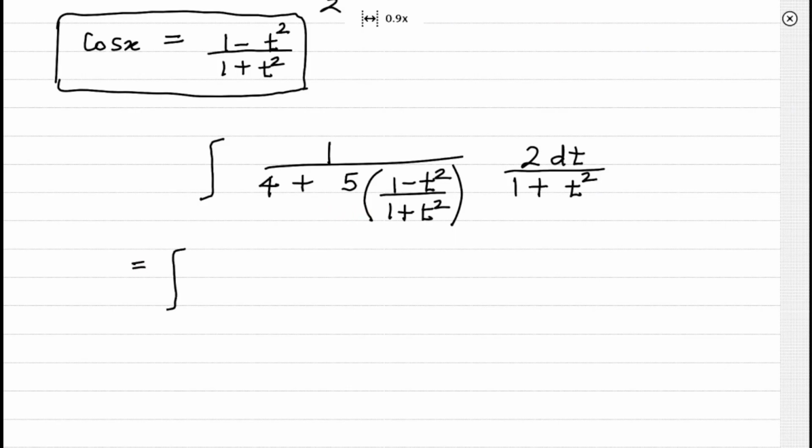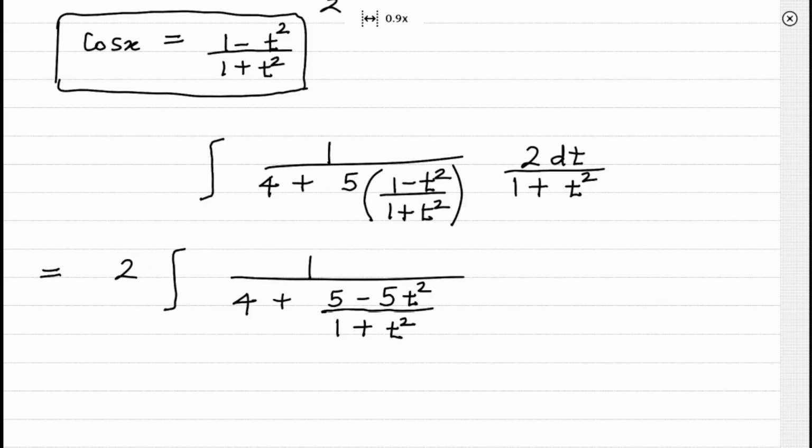So we have integral of 1 divided by 4 plus, and multiply that 5 inside of that bracket. So multiply that 5 with that polynomial. So you have 5 minus 5t square divided by 1 plus t square, and that 2 actually can be taken out of the integral because it is a constant value. So we can take the 2 out, and we have dt divided by 1 plus t square.